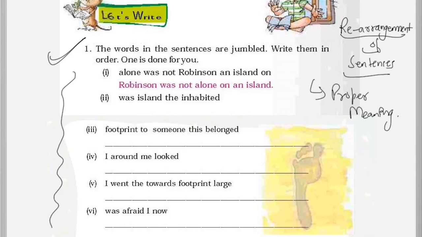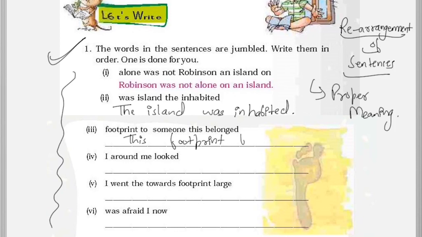So, "was island the inhabited?" It will be: The island was inhabited. "Footprint to someone this belonged." This footprint belonged to someone.